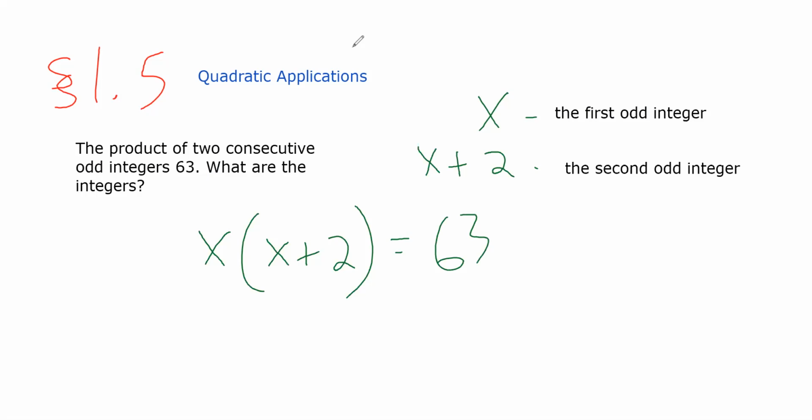Okay, well, now we have to actually solve that. When you look at this, it's just screaming for you to distribute it. Hopefully your mathematical intuition kind of points you to that. And so, ipso facto, we're going to get x squared plus 2x equals 63.